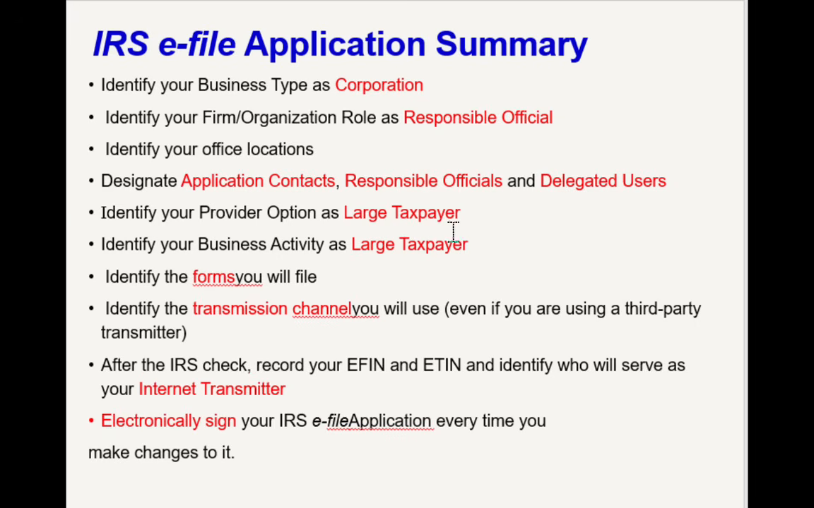the forms that you will need. So far we have discussed which type of person could apply, whether the fingerprinting will be required or not, and the provider options. There is also the form selection option, where you need to decide which forms you will be filing. The transmission channel also needs to be identified. After all the information is provided and correct, you will get verified for the e-file application.